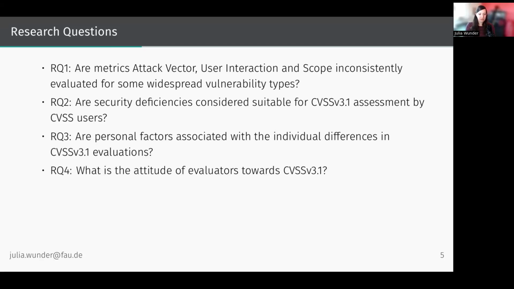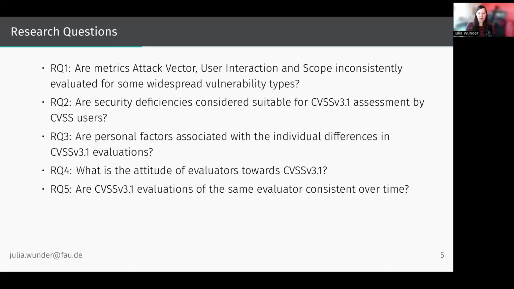Then the next research question: what is the attitude of evaluators towards CVSS? So do they think CVSS is a useful tool, or do they think there are so many inconsistencies that it's useless? And for the last research question, we want to know, are CVSS evaluations of the same evaluator consistent over time? So if an evaluator assesses the same vulnerability some weeks or even some months later, will it be the same CVSS score? And all of this was investigated in an online survey where the participants evaluated selected vulnerabilities.